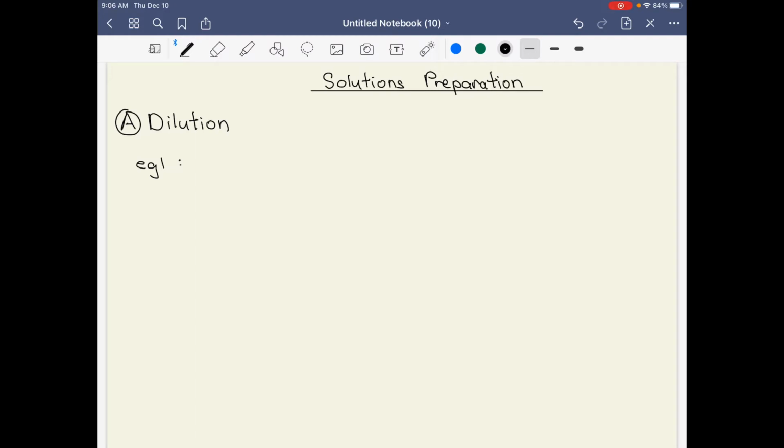So let's say you have a stock bottle right here, okay? And this is, let's say, sodium chloride. It's a salt solution, and it has a concentration, which you just learned not too long ago, molarity. So it has a concentration of, let's say, 2.5 moles per liter. All right, and you have, let's say, 5 liters of this.